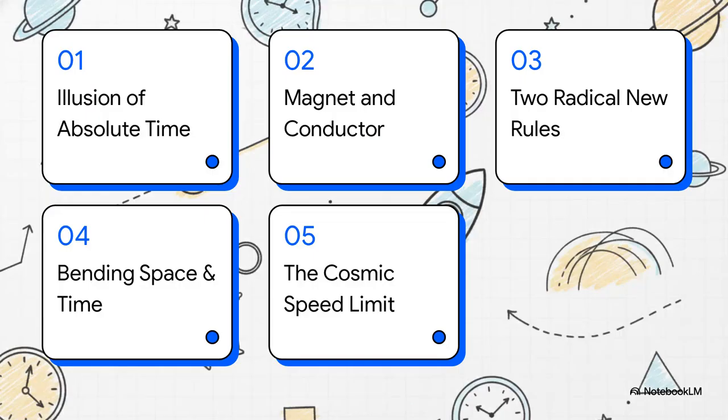Okay, since we're dealing with some heavy physics, here is our roadmap for today. 1. The illusion of absolute time. 2. The magnet and the conductor. 3. Two radical new rules. 4. Bending space and time, and finally, 5. The cosmic speed limit.